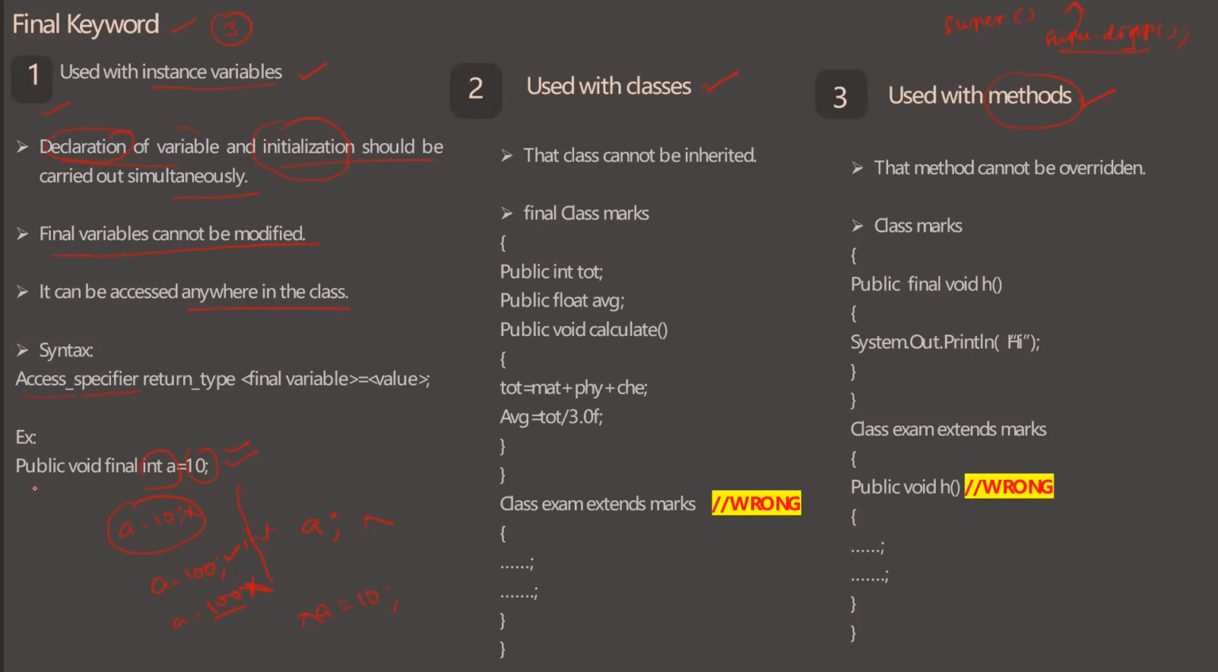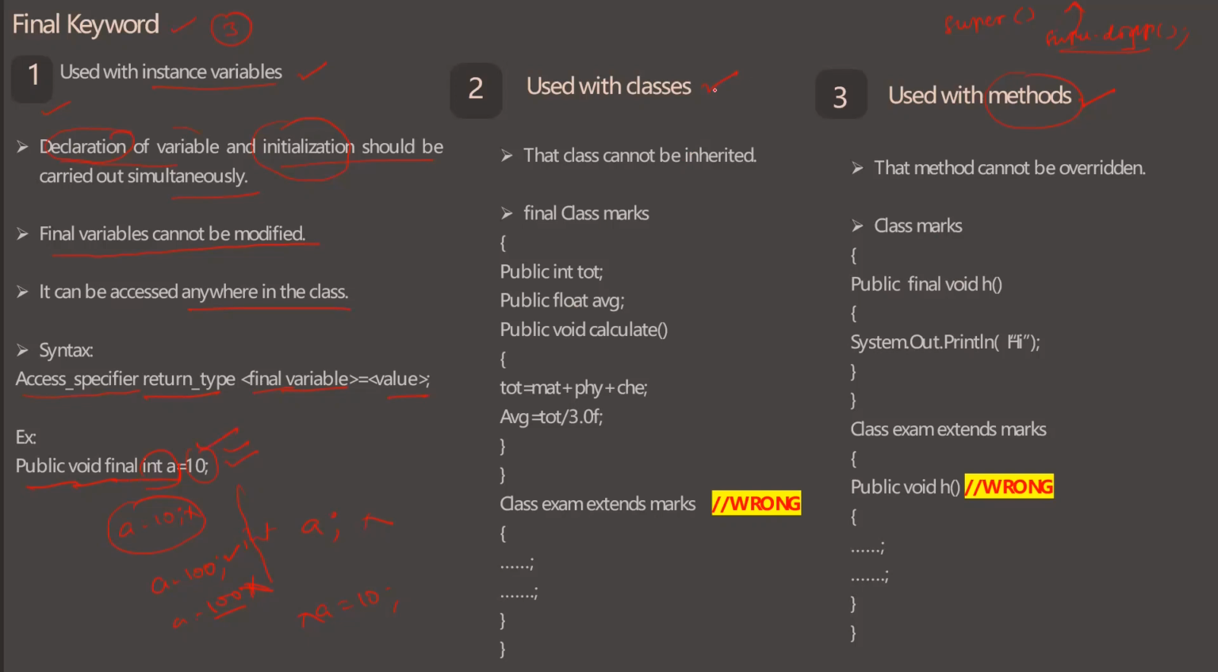Access specifier, which is public, return type, which is void, and which is final. Okay, final variable, that is final int a, and a value I'm going to assign it as 10. So this is how we are going to declare the final keyword with an instance variable.